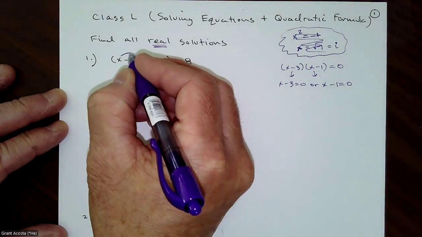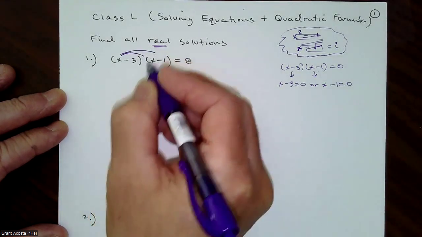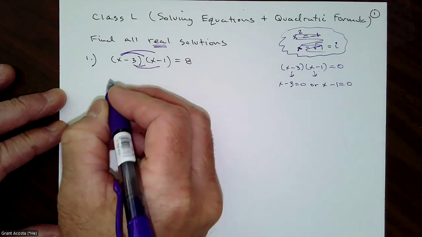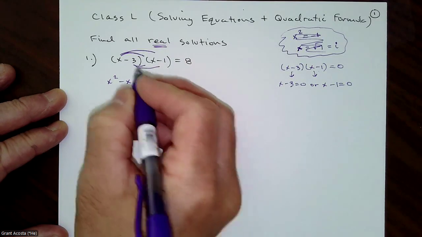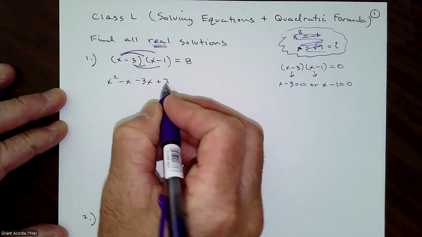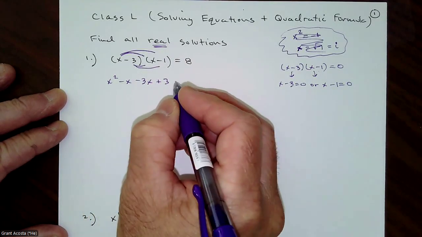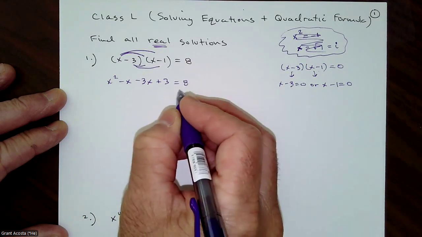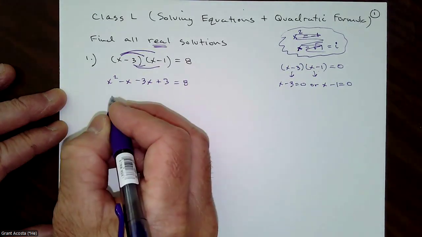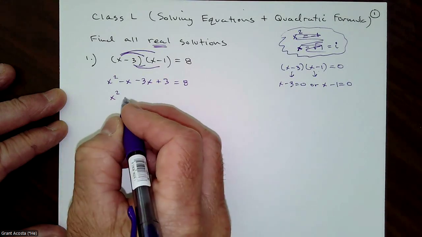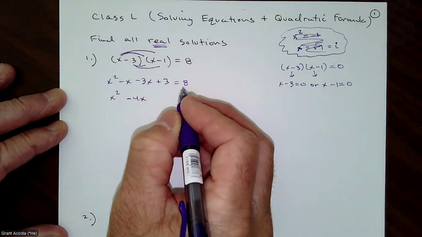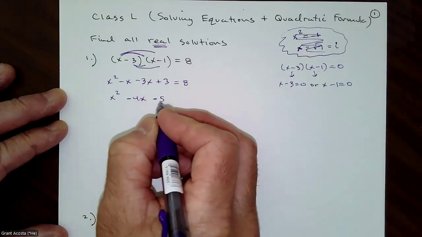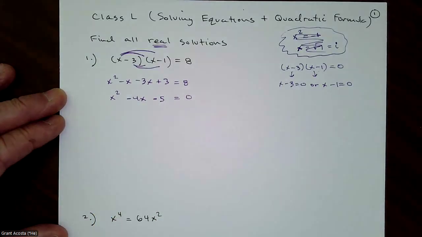And unfortunately, that means even though it was nice and factored, we're going to need to FOIL this out. x squared minus x minus 3x plus 3, and then subtract the 8 over. This is going to become x squared, negative x minus 3x is minus 4x, and then subtracting the 8 from the 3 is going to leave us with minus 5 equals 0.